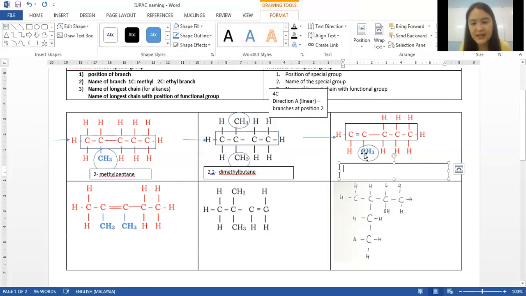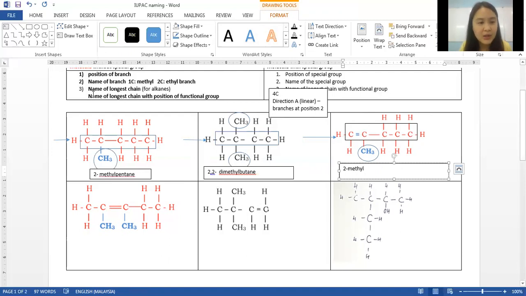So my branch is attached at position 2. This is 2-. All right, next, what's the name of this branch? This branch has 1 carbon. This is called a methyl branch. Next, now when I look at this molecule, this is no longer an alkane because it has a functional group of double bond.